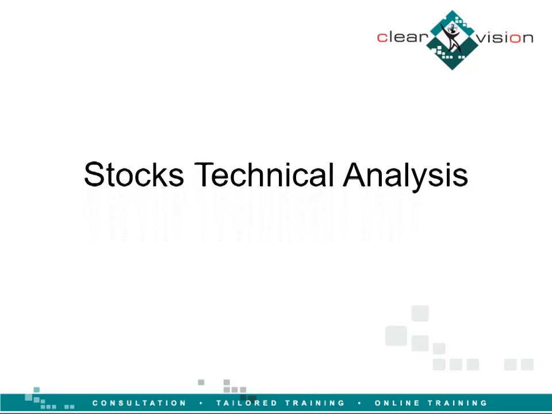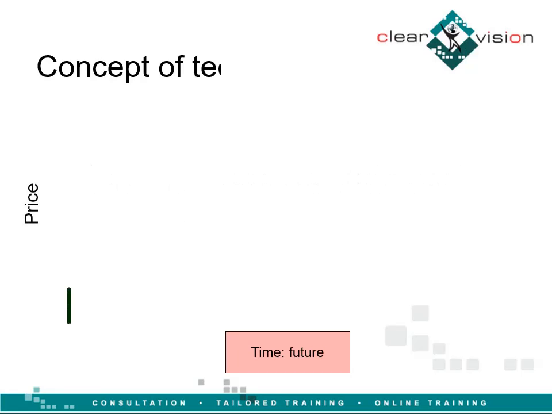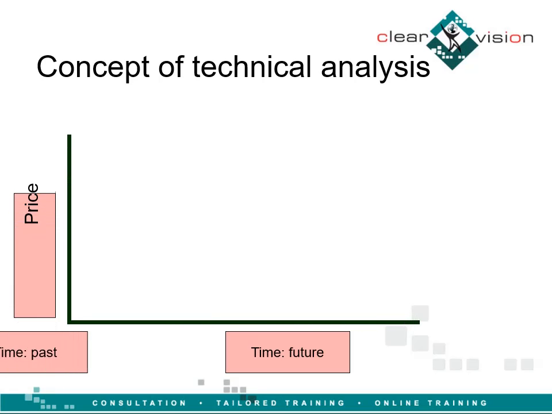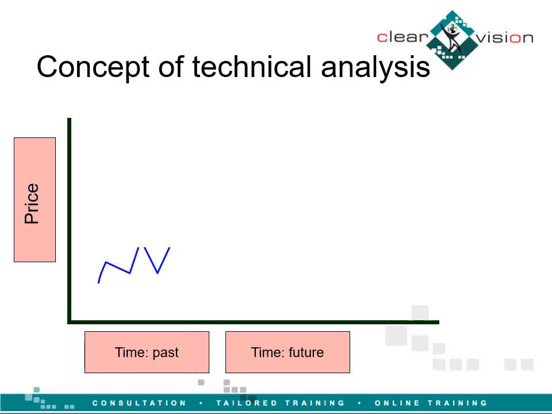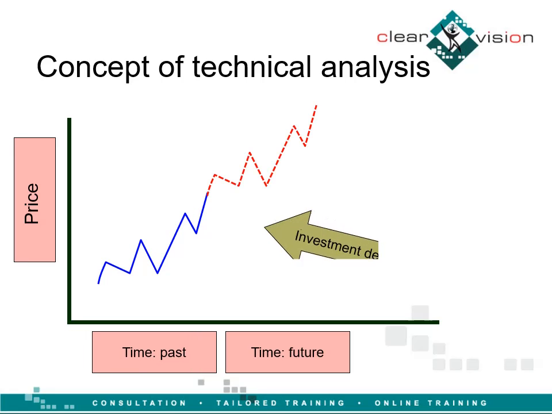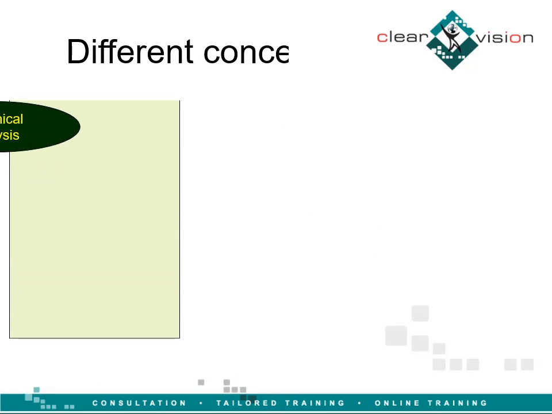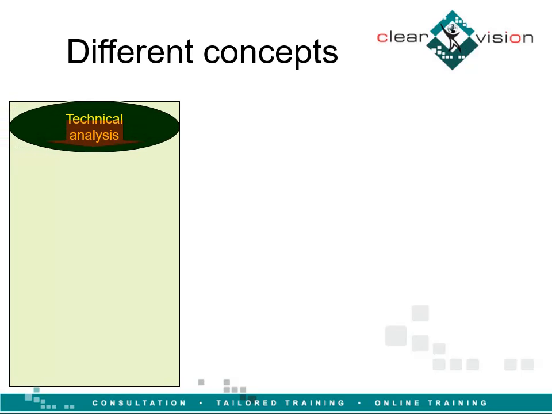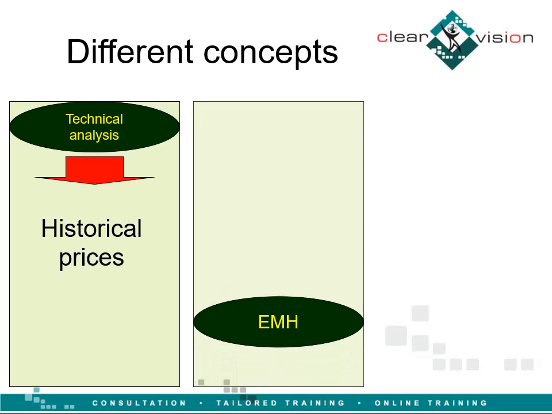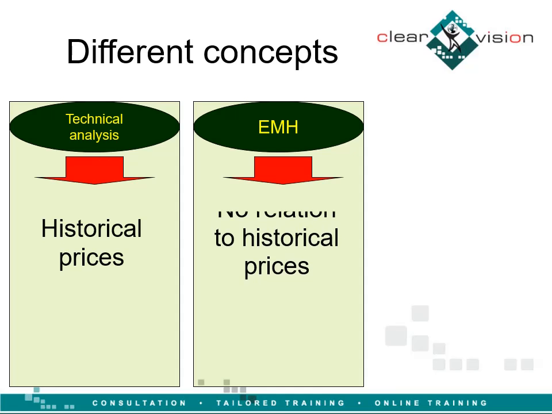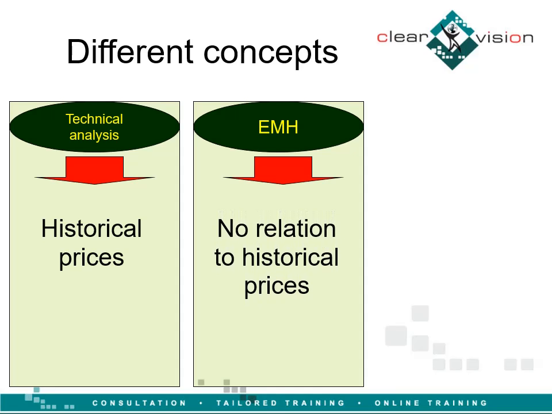Stocks technical analysis. The concept of technical analysis states that, based on previous stock price movement and volume of trading, we could estimate the future prices, and hence, investment decisions could be made. In contrast to technical analysis, which depends on historical price movement, the efficient market hypothesis states that there is no relation between historical prices and future prices.